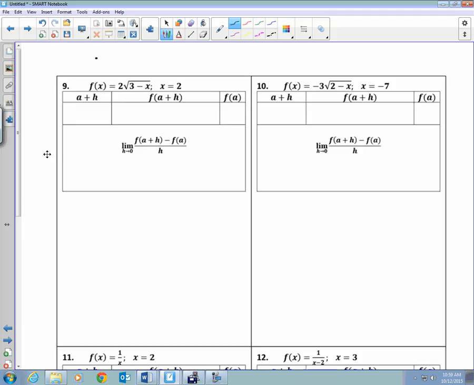2 times the root of 3 minus x at x equals 2. We'll be done long before lunch, and you'll be able to work before that and afterwards as well.